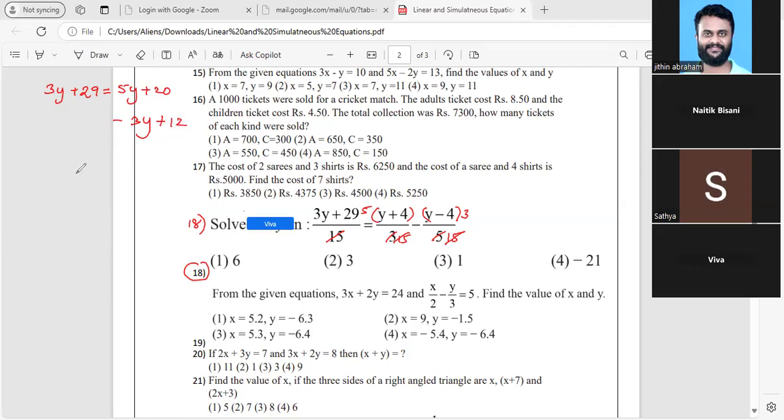So now let me try to solve further. I'll be having 3y on one side, and here 5 minus 3, I'll be having 2y over here. Over here, I'll write 29 as it is. Over here, 20 plus 12 is 32. Now I'll take 2y this side. So 3y minus 2y, and on the other side, it's 32 minus 29. That gives me y is equal to 3, right? Yes, sir. Yeah, 3 is your answer.